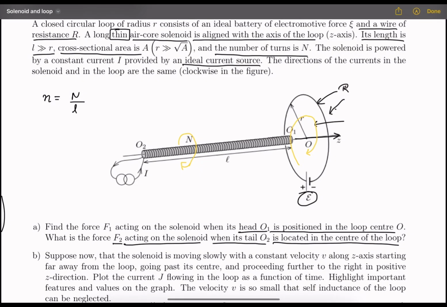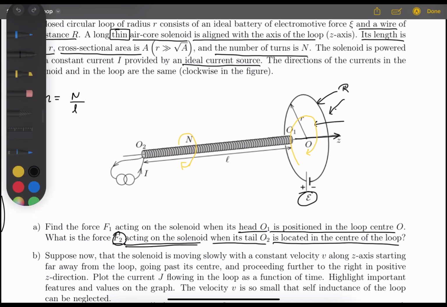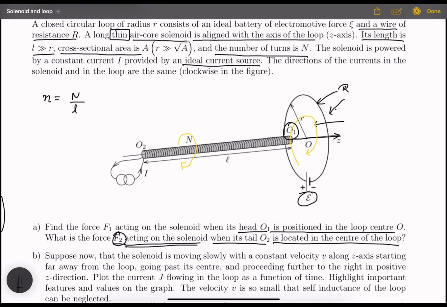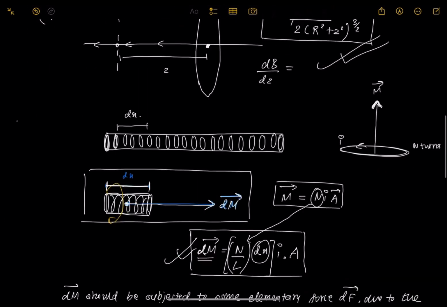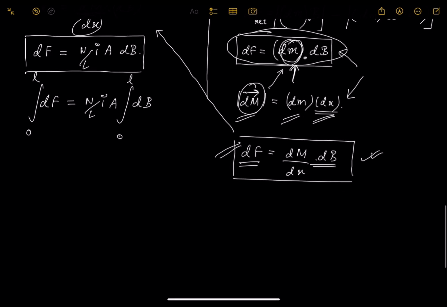But that might not be the case if we're evaluating F2, which is the force acting on the solenoid, if its tail is positioned at the center of the loop. We're working as if O1 is positioned at the center of the loop right now. Let's just focus on that. We take that integral, so the net force of interaction is given by the total number of turns divided by L times A, right, B, the difference from 0 to L.